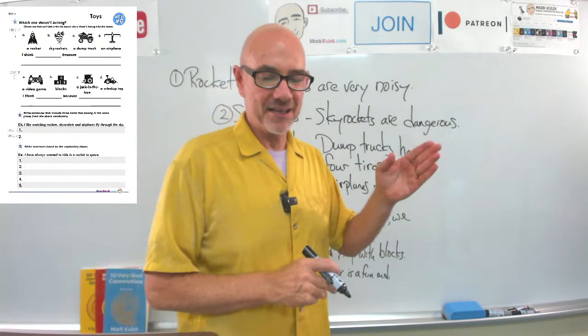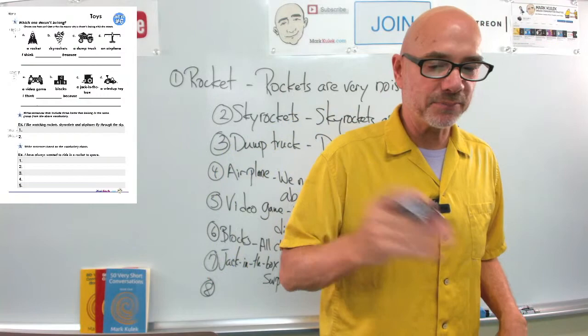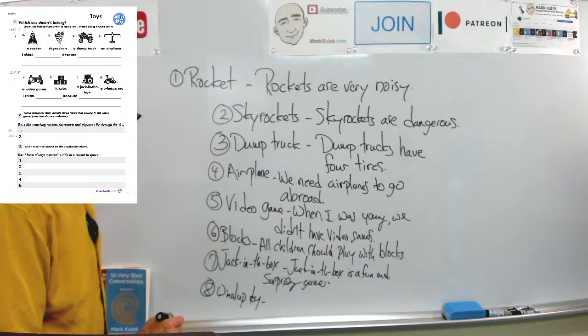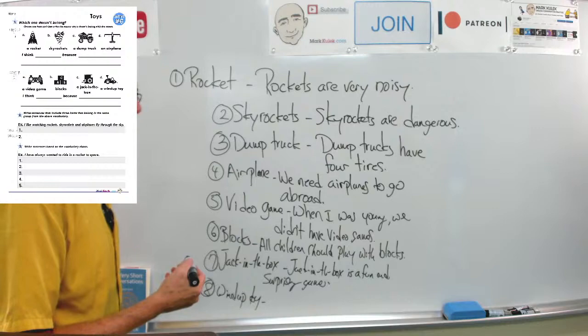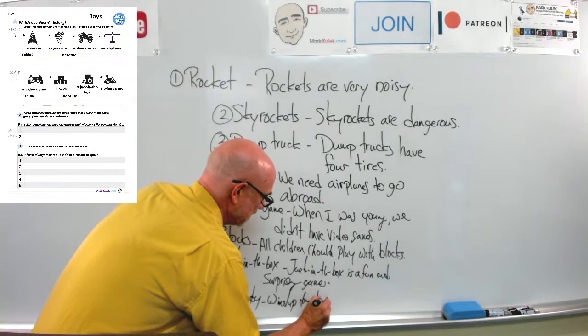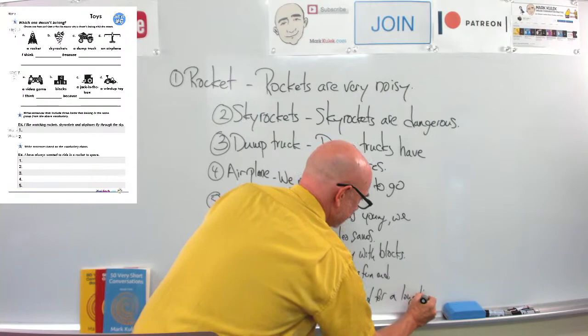Okay, number eight. My sentence for number eight, which is wind-up toy. Wind-up toy. Okay, my sentence. Let's see. Wind-up toys have been around for a long time. Yeah, they have. Okay, wind-up toys have been around for a long time. Okay, that's my sentence.